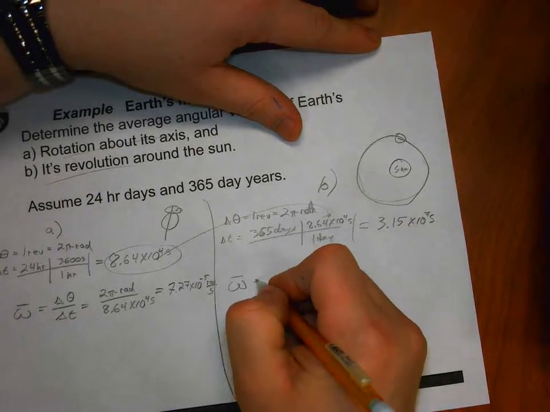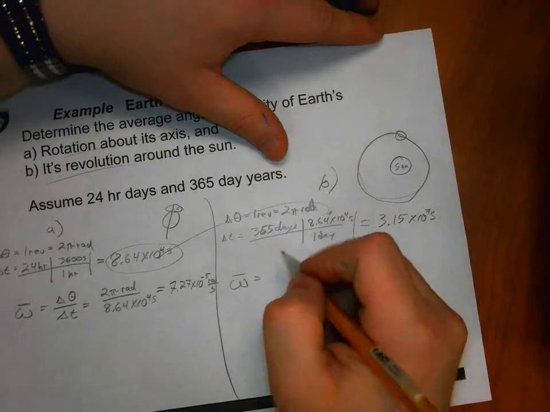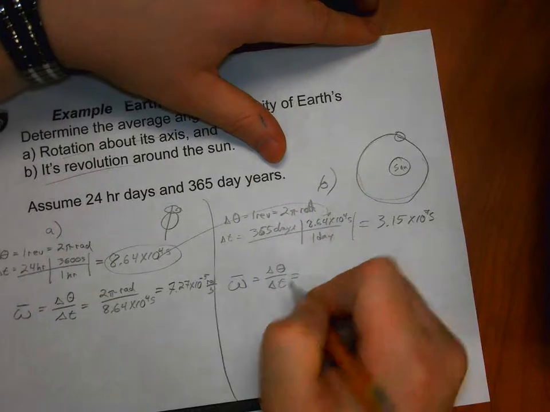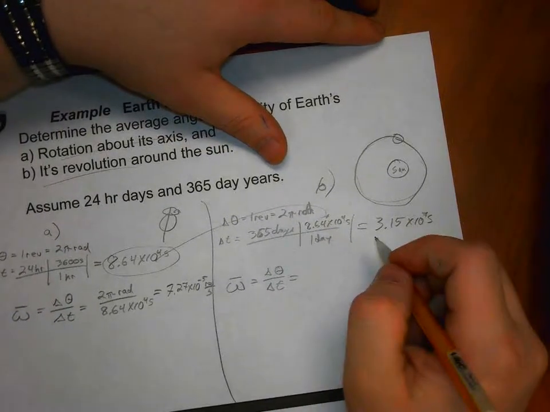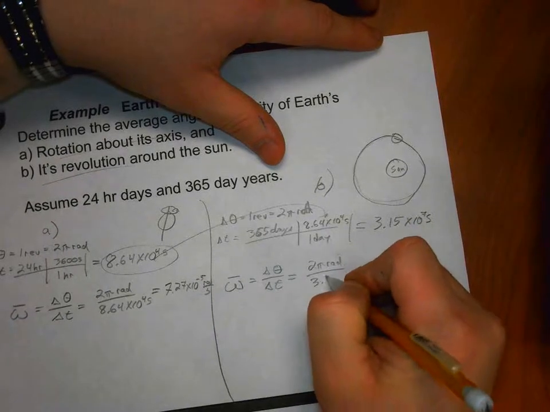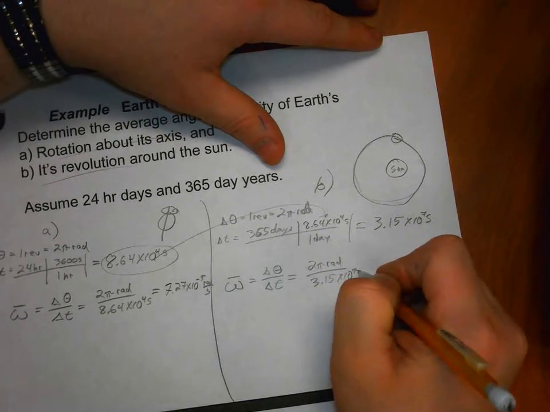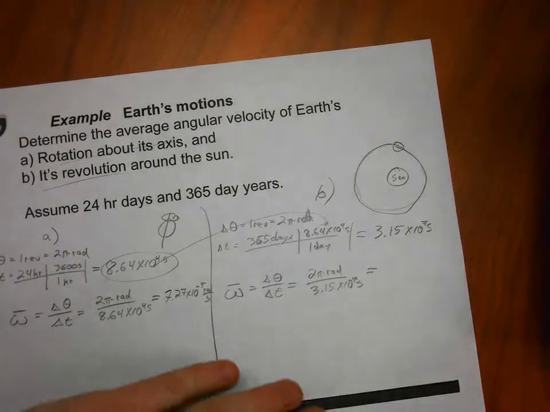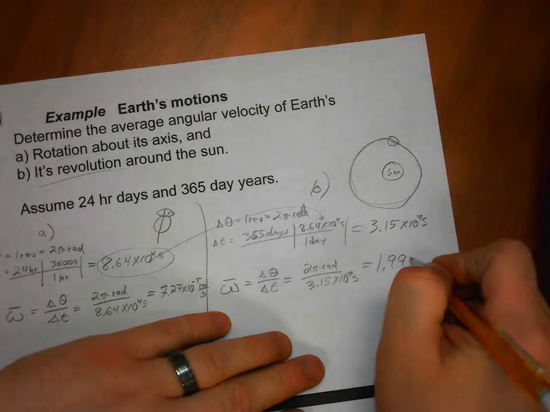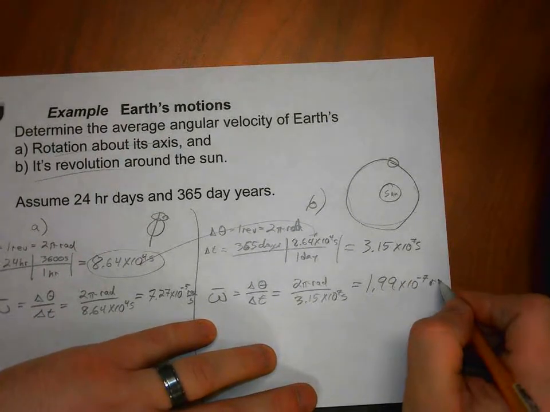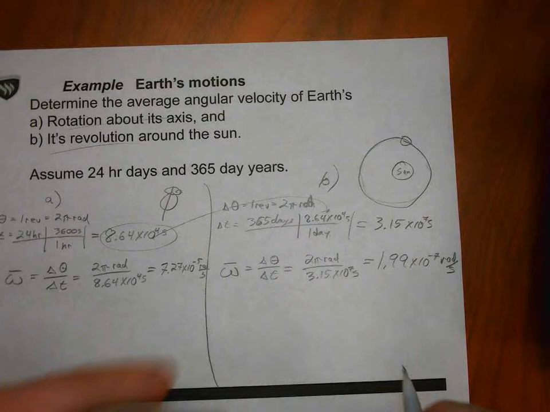The average angular velocity omega then is equal to change in theta over change in t, which is equal to 2 pi radians over 3.15 times 10 to the 7th seconds. And all that is equal to 1.99 times 10 to the negative 7th radians per second.